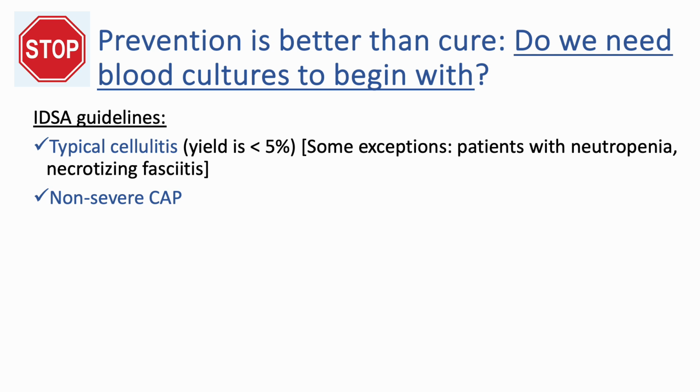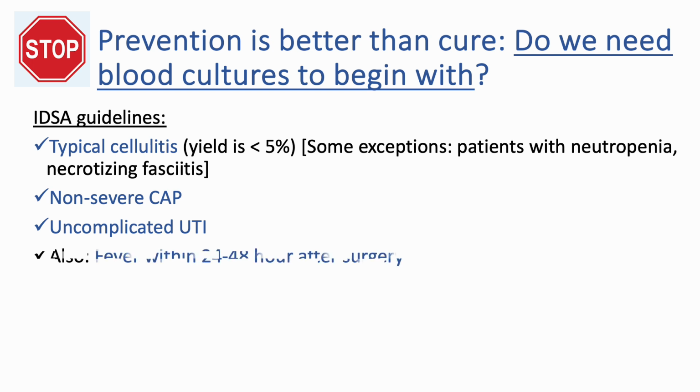Community-acquired pneumonia, if the patient is not in the severe category, also the yield from blood cultures is low, and you don't want to order blood cultures in these patients. Uncomplicated UTI, the same thing, and also patients who develop fever within 24 to 48 hours after surgery, because this is unlikely to be due to an infection. So an important part of this is really to try to think whether ordering blood cultures is indicated or not before getting into the trouble of interpreting the results.